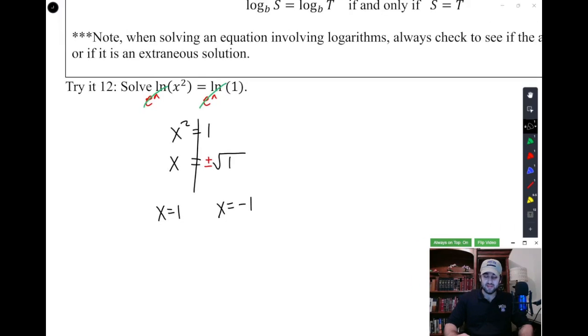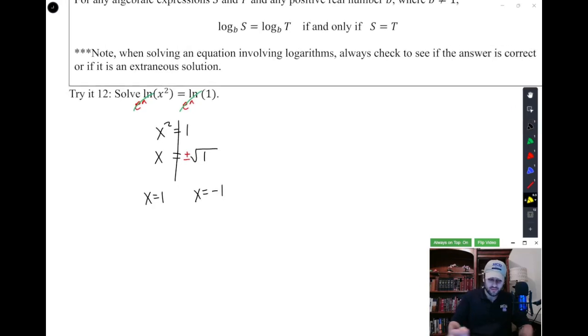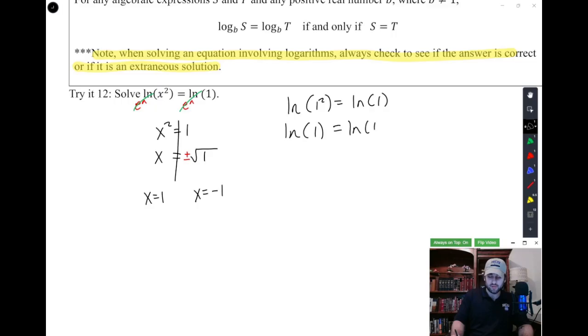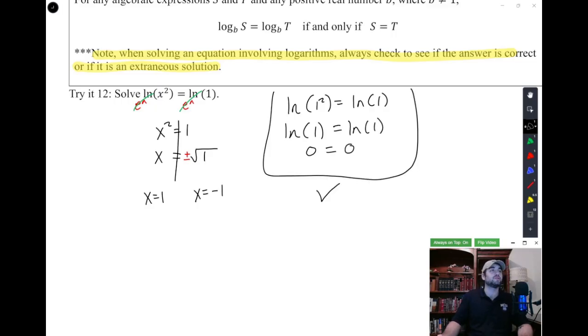Now pause. If we look up here, there's a strong note that says when solving logarithms, check to see if it's an extraneous solution. Just like with square roots, logarithms have domain restrictions, and so we need to make sure we're even allowed to do that thing in the first place. And so I'm going to check both terms. The natural log of 1 squared equals the natural log of 1. Is that true? That's just the natural log of 1 equals the natural log of 1. 0 equals 0. Check. That is true.